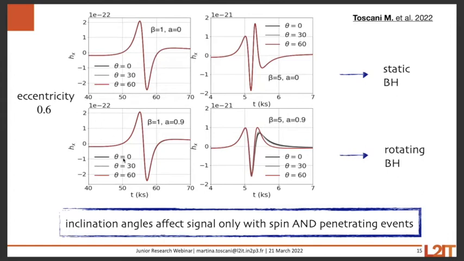Instead, in the bottom line, I'm considering a rotating black hole and different inclination angles of the stellar orbit. In this case on the left I'm considering penetration factor 1, and in this case I'm considering penetration factor 5, which in practice means that the star is closer to the black hole than in the other case. What you can see is that if the star is far enough from the black hole that the effects of the spin are not important, also in this case different inclination angles do not change the signal produced. But if the spin starts to be important and to affect the space-time around the black hole, in this case, different inclination angles change the signal produced from the system.